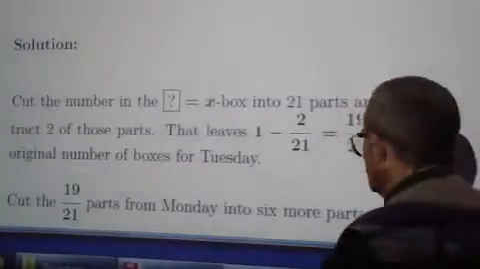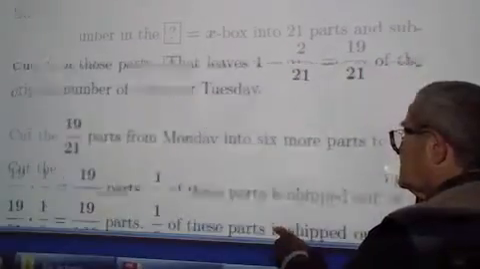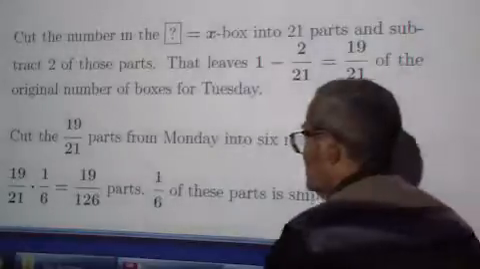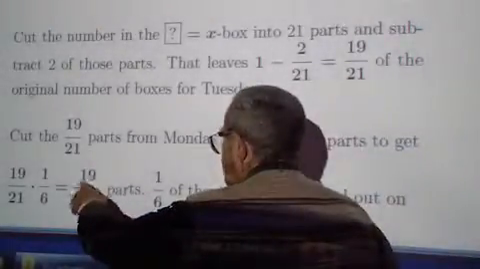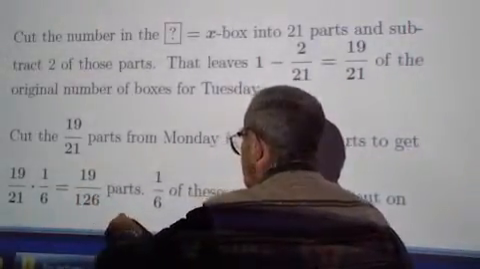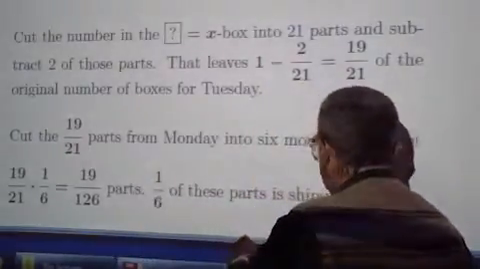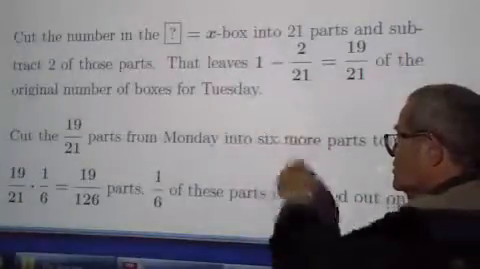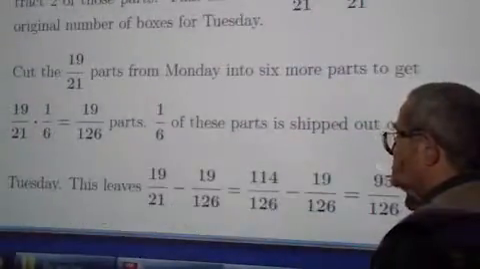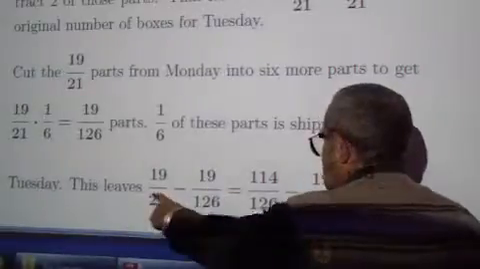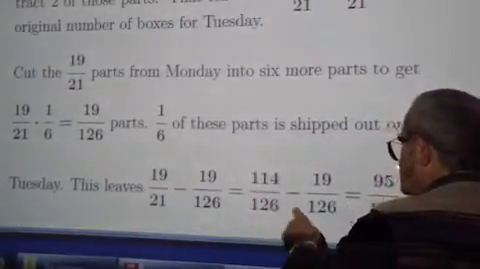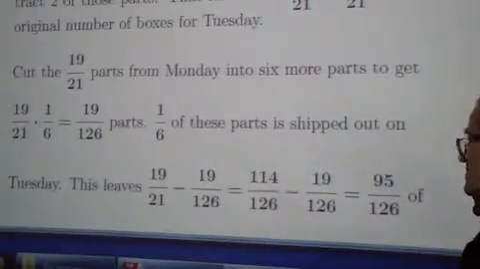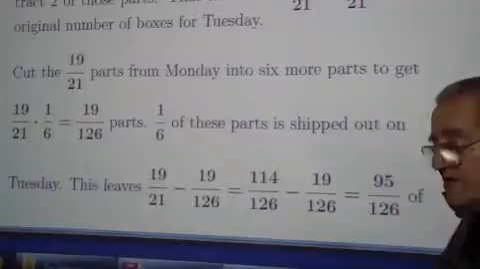On Tuesday, 1/6 of that gets removed. That's 1/6 of 19 over 21. That means 19 over 126 of the original boxes goes out. When you subtract with a common denominator of 126, you're left with 95 over 126 of the original number, which we don't know yet.